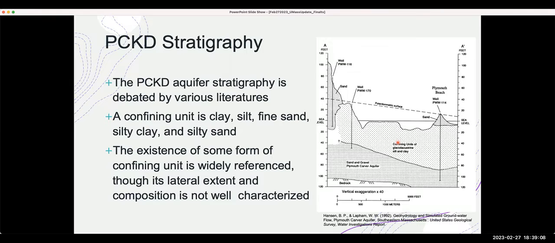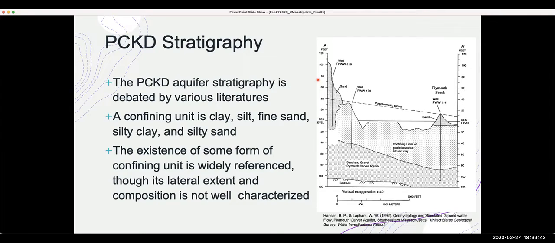Rachel, I'll let you go with this, and then I'll be here to advance the slides. Sounds good. Thank you for the update, Xander. What I've been working on for the last month or so is characterizing the hydrostratigraphy in the aquifer area. What I've mainly been looking for is confining units, specifically clay, silt, fine sand, and silty clay.